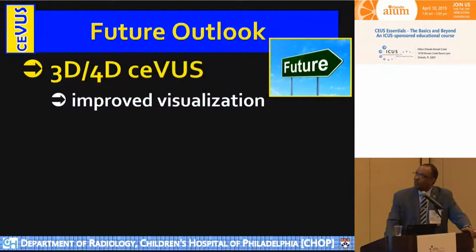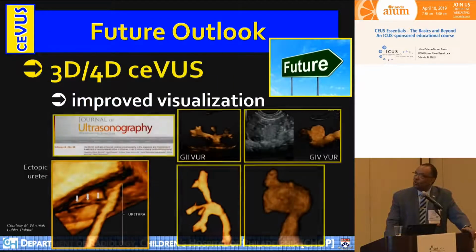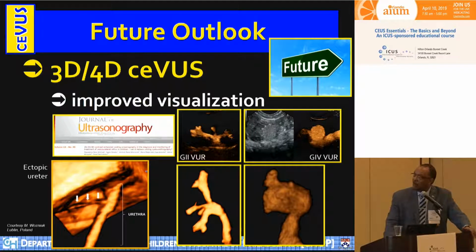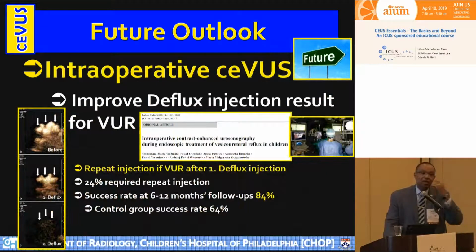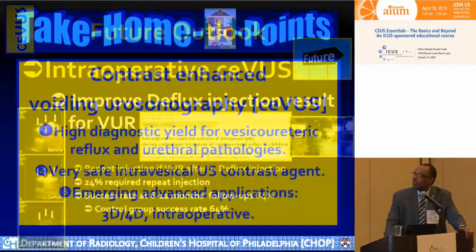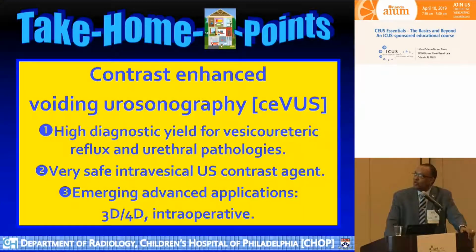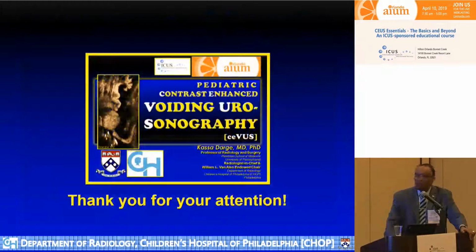Just briefly, in the future, there's a possibility to do 3D and 4D for the reflux to depict it better, and also to use it intraoperatively, especially during deflux injection, and monitor the treatment and adjust the treatment accordingly. So contrast-enhanced voiding urosonography has high diagnostic yield, is very safe, and there are a number of emerging modalities. Thank you very much for your attention, and any questions?